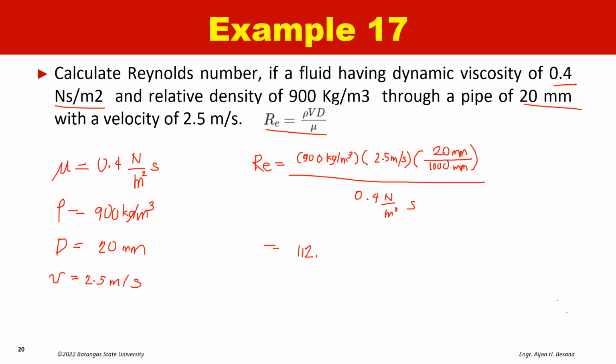112.5, unitless. And if this is 112, looking back, if the Reynolds number is greater than 2000, then that is turbulent. When the Reynolds number is less than 2000, then that is laminar.